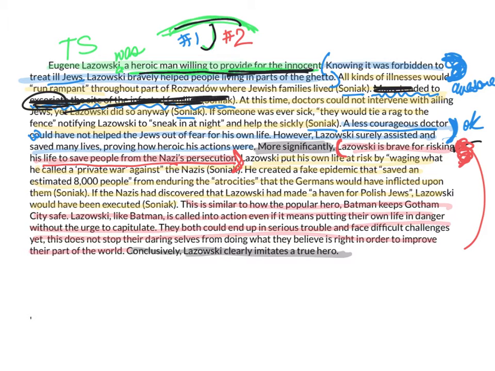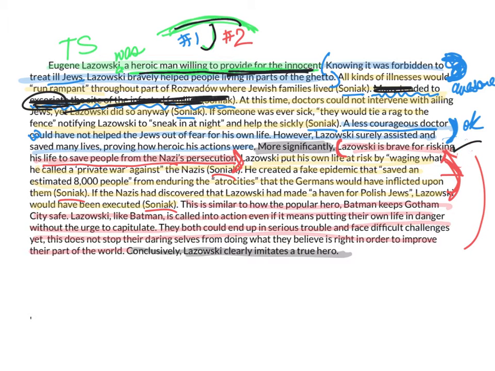So let's take a look at this second argument. Lazowski is brave for risking his life to save people from the Nazis' persecution. Lazowski put his own life at risk by waging what he called a private war against the Nazis. Yes, it's cited. He created a fake epidemic that saved an estimated 8,000 people from enduring the atrocities that Germans would have inflicted upon them. Cited. If Nazis had discovered that Lazowski had made a haven for Polish Jews, Lazowski would have been executed. Cited.